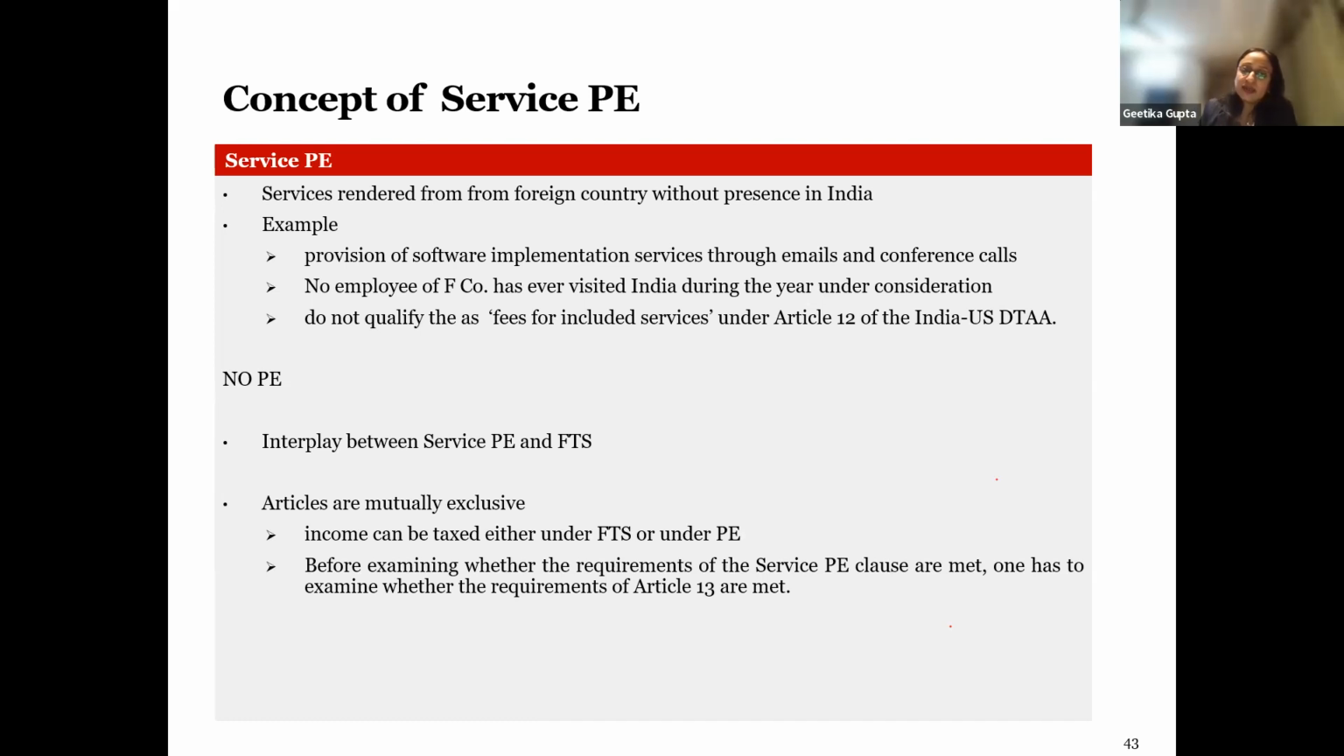Another question could be: what is the interplay between service fee and FTS? These are mutually exclusive. Income can be taxed either as FTS or under P. So before examining whether the requirements of service fee are met, one has to test the requirements of Article 12 or 13, as the case may be, royalty or FTS. If it is royalty or FTS, fee for included services, no service fee. If not, and days exceed the threshold, then the service fee trigger could be there.